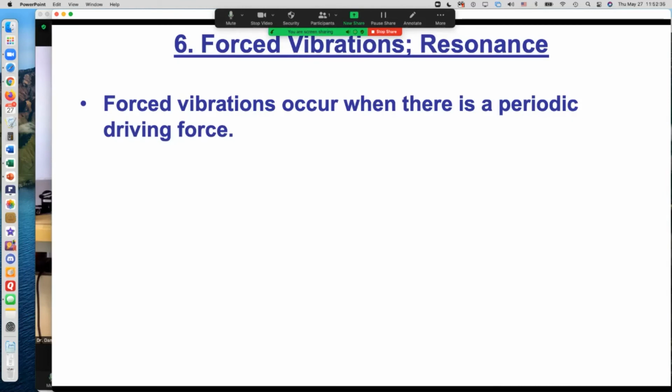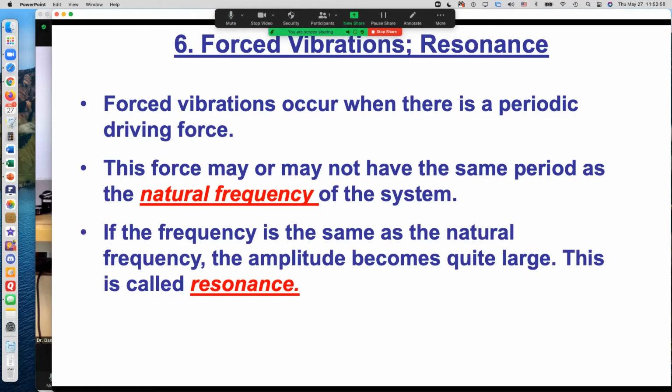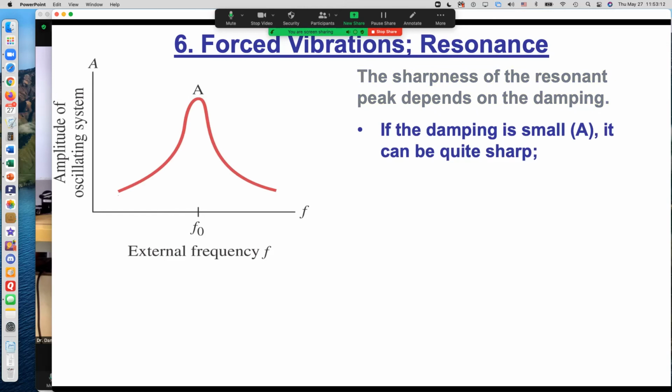So, the next topic is forced vibrations and resonance. Forced vibrations occur when there is a periodic driving force. This force may or may not have the same period as the natural frequency of the system. If the frequency is the same as the natural frequency, the amplitude becomes quite large. This is called resonance. The sharpness of the resonant peak depends on the damping.